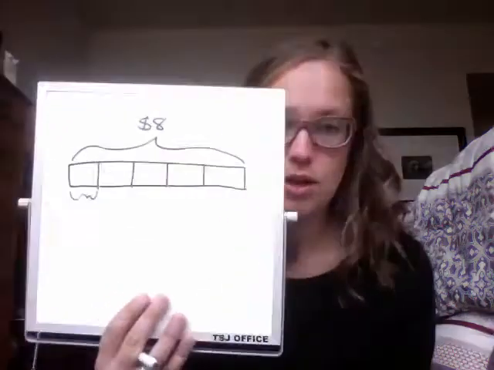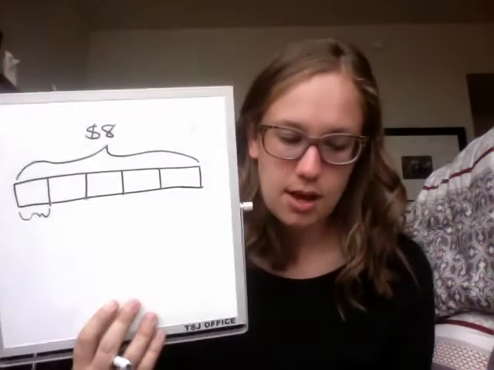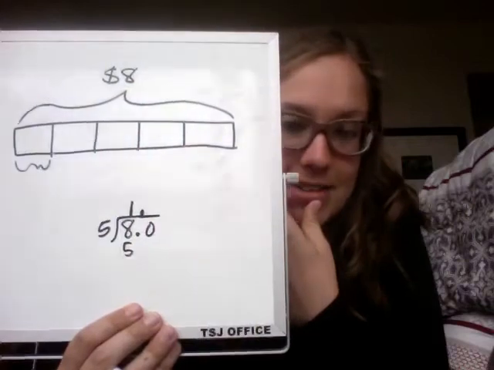Okay, enough about cookies. So, she bought 5 boxes of cookies for $8. How much did 2 boxes cost? Well, to figure out how much 2 boxes cost, we should probably figure out what 1 box costs. And to do that, we will divide 8 by 5. How many times does 5 go into 8? 1 time. And then I'm going to have to add a decimal and a 0.